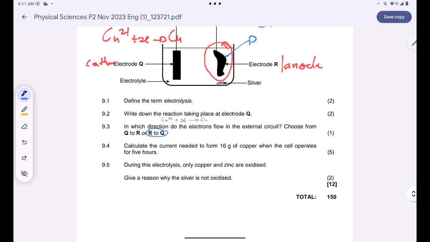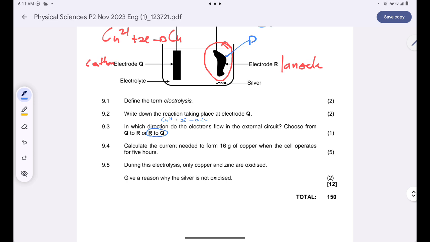Okay, and then now we are being asked to calculate the current needed to form 16 grams of copper when the cell operates for 5 hours. I want to know how much current I will need to form 16 grams of copper, right? But for me to find the current, I must know the electronic charge that will be transferred. Are you together? For me to know the electronic charge, I must know the number of electrons which are transferred.